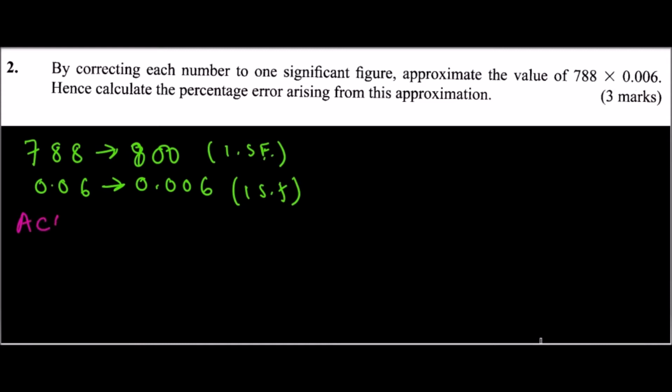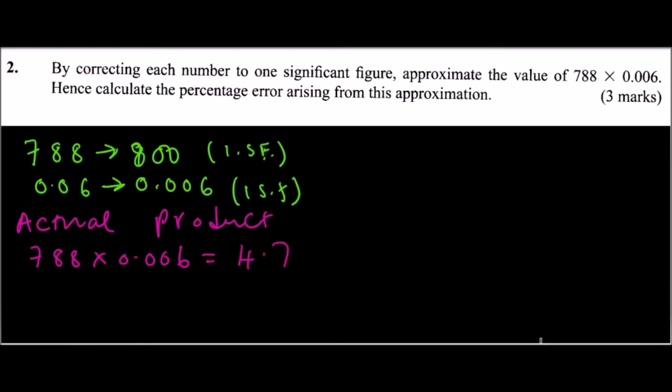So once you write that, we can get the actual product. The actual product will be the actual value, which is 788 multiplied by 0.006, and when you multiply that, you use your calculator, you'll be able to get 4.728. So that is the actual product. What about the product after estimation? We multiply 800 multiplied by 0.006, you'll be able to get 4.8.